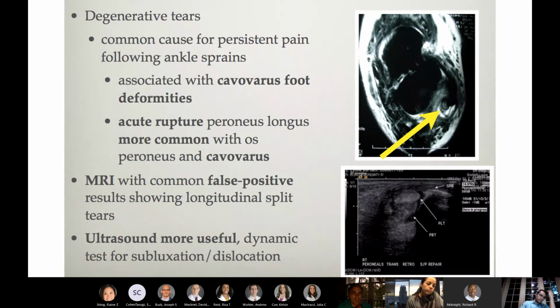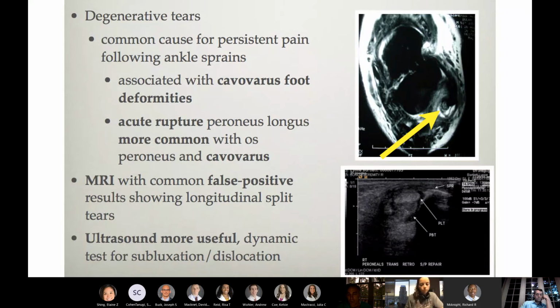So degenerative tears are more common with people with cavovarus. If you think of the foot as like a three-legged milking stool, and one leg is off to the inside, and the one towards the front is short, you're always going to fall to the outside. So these people are constantly overworking their peroneals, just like somebody with a flat foot is constantly overworking their posterior tibial tendon. Acute ruptures are uncommon.